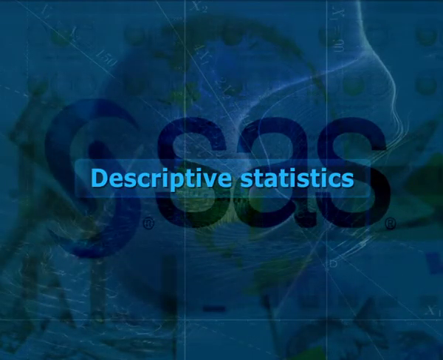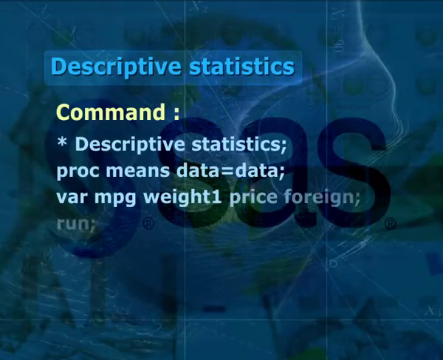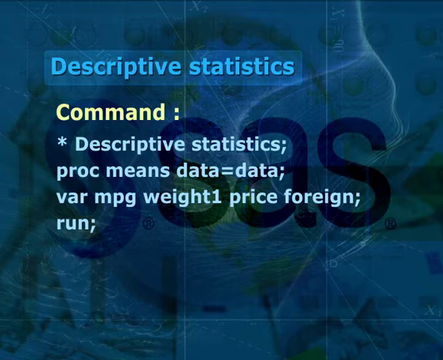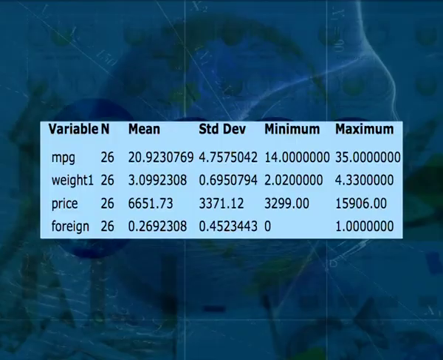Now, starting with descriptive statistics. The first thing we will do is to look at the descriptive statistics using proc means with mpg as dependent variable and weight1, price and foreign as independent ones. Proc means data is equal to data, var mpg, weight1, price, foreign, run. The output would be as shown on the screen. Here, as we can see, there are 26 observations with mpg as 20.923 mean, weight is about 3000 pounds, 6651 for price and 0.29 percent cars are foreign.